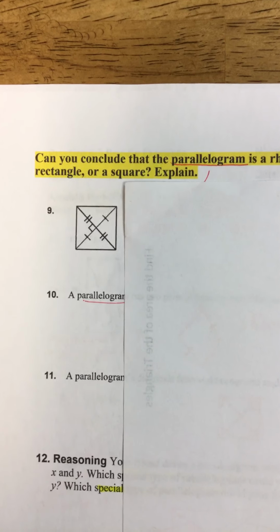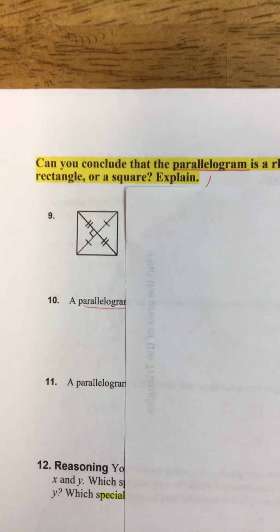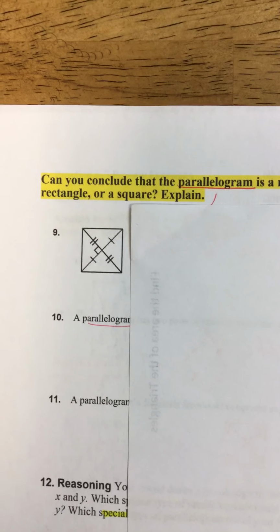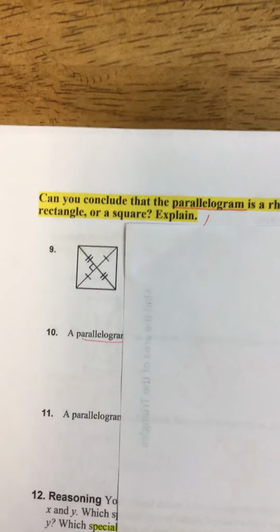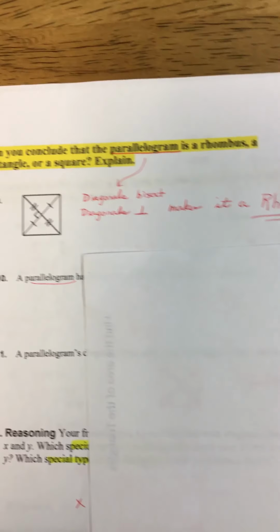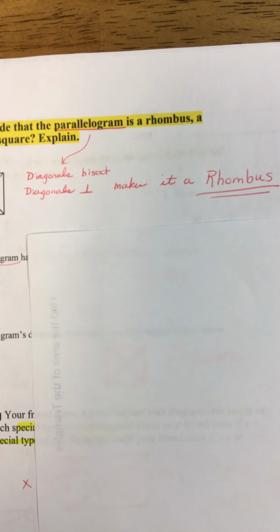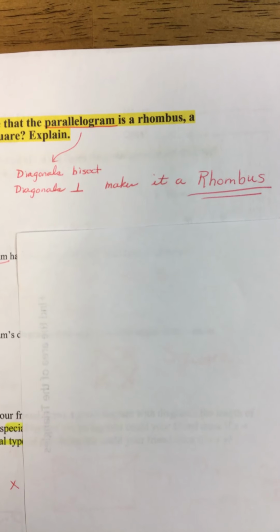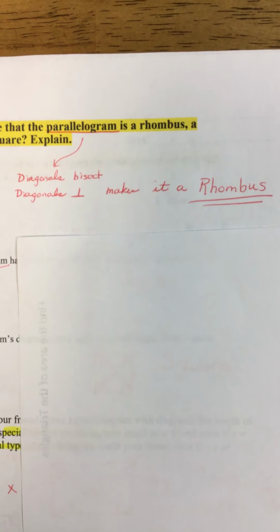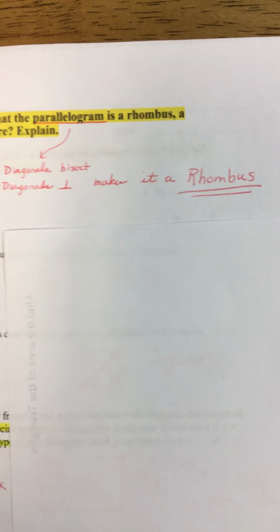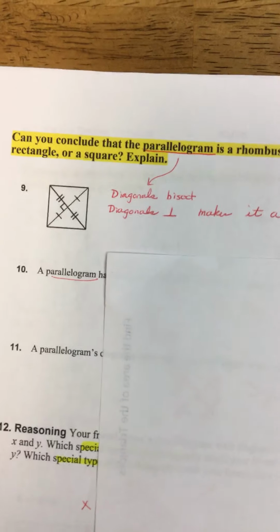And we learned a theorem yesterday that said in a parallelogram, if diagonals are perpendicular, then the parallelogram would be a rhombus. So let's talk about what we said. We said the diagonals bisect, but that's just because it's a parallelogram. But since the diagonals are perpendicular, that makes it a rhombus. All right, so let's look at this next sentence.